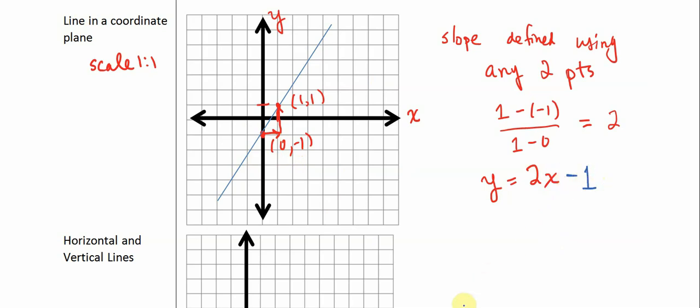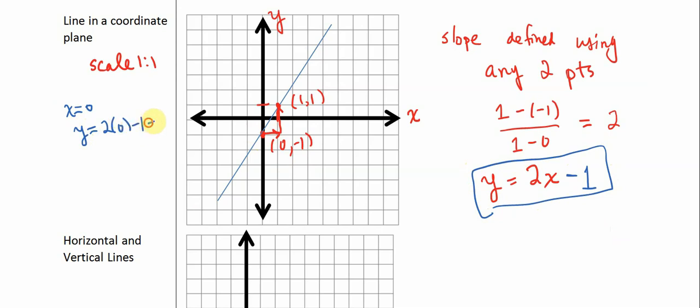And we'll talk about how to write the equation of a line in one of the later videos, but this is just an example. So this is the equation that works, and we can test it. Let's pick a point here, 0 for x. When x is equal to 0, y is equal to 2 times 0 minus 1, which is equal to negative 1. So that makes sense for this point. Let's test another one. When x is equal to 1, y is equal to 2 times 1 minus 1, which is equal to 1. So that's this point.